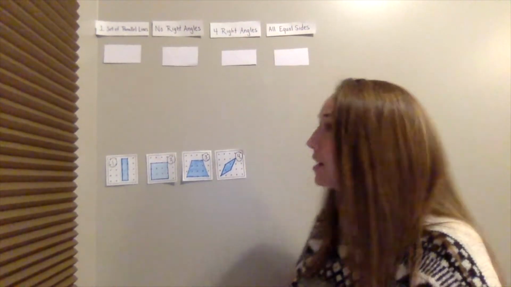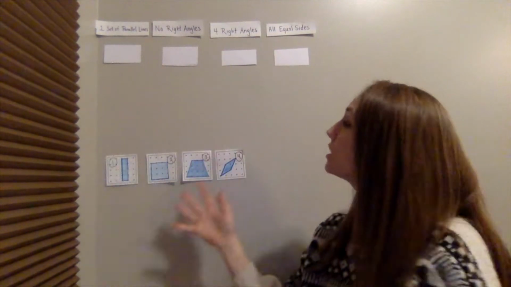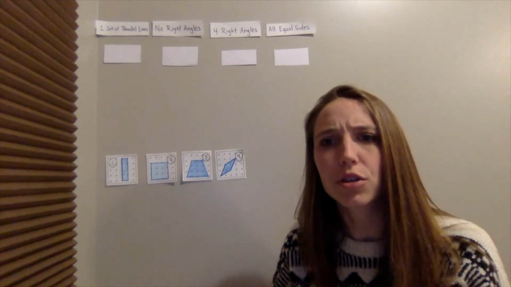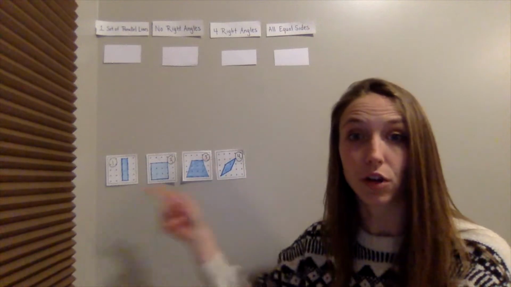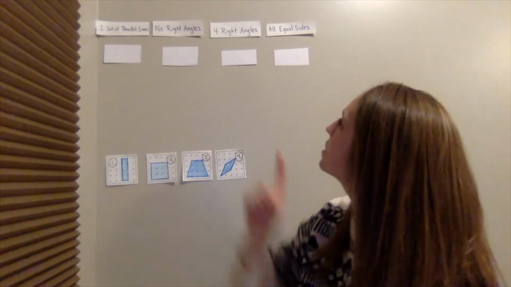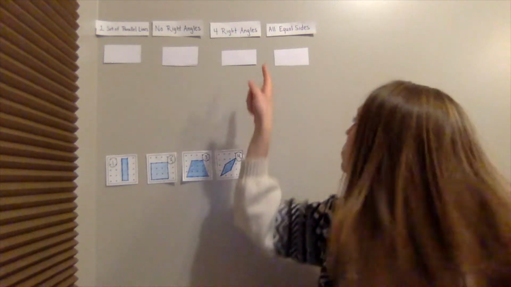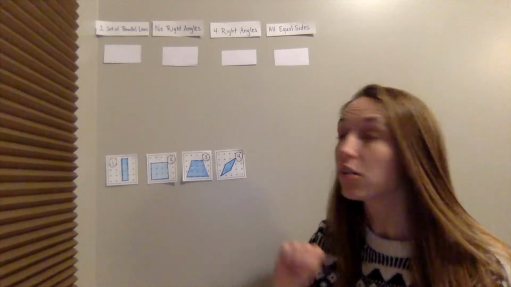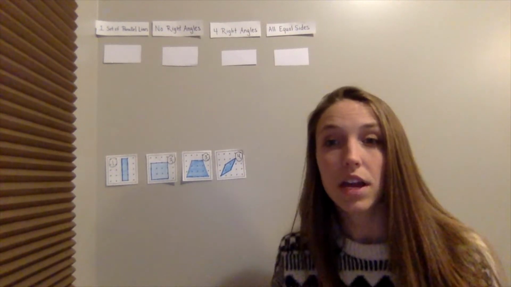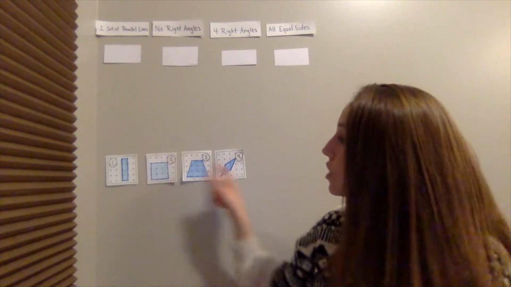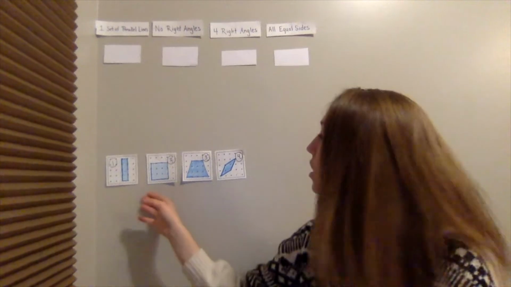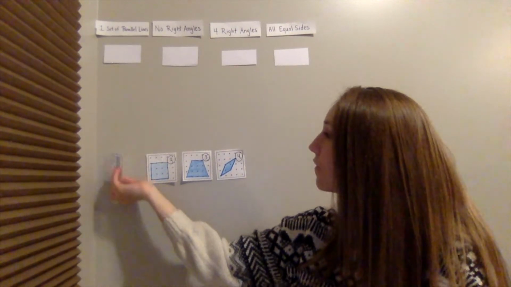So behind me, I have all these quadrilaterals, and I have 4 different groups up here, okay? Let me go through these groups just so you know what we're sorting all of our quadrilaterals by, okay? My first group, I have 1 set of parallel lines. My next group is no right angles. My next group is 4 right angles. And then my final group is all equal sides. I'm going to give you a little hint to start because some of these quadrilaterals, they might fit into more than one group, okay?